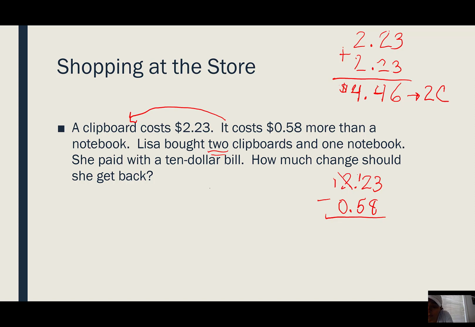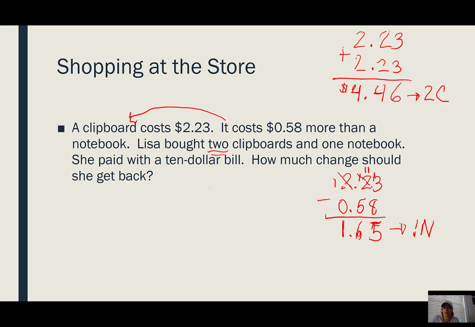So I'm going to decompose again. Instead of having 12 tenths, I'm going to have 11 tenths, and I'm going to make this 13 hundredths. 13 hundredths minus 8 hundredths is 5 hundredths. 11 tenths minus 5 tenths gives me 6 tenths. And 1 whole minus 0 gives me 1. So this is the price of 1 notebook.